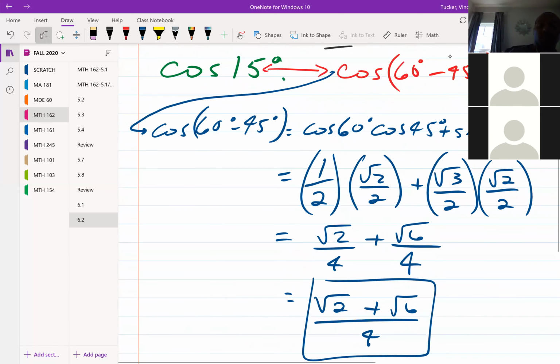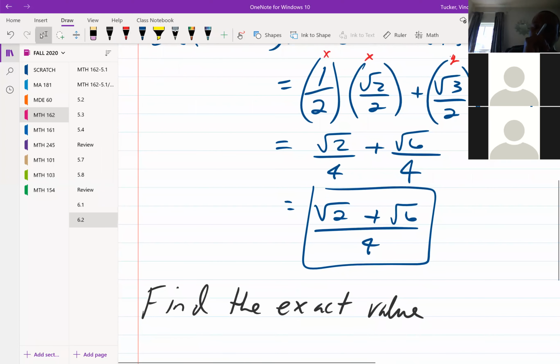And these, this 1/2, square root of 2 over 2, square root of 3 over 2, square root of 2 over 2, that comes from the unit circle. You can get those coordinates from there. Remember, cosine is X. So these are your X values, or X coordinates, of 60 degrees and 45 degrees. And these are the Y coordinates of your 60 degrees and 45 degrees. So cosine is X, sine is Y.